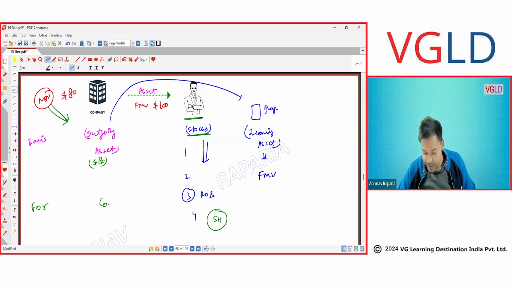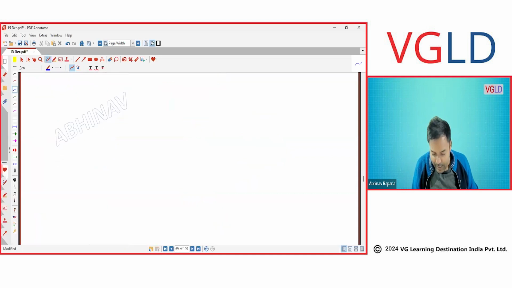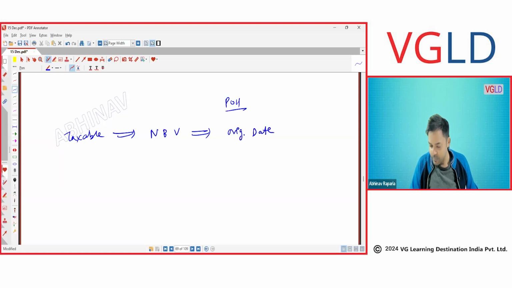Remember, whenever a transaction is taxable, we take the basis as net book value, and the period of holding will start from the original date. Remember, people? Yes, no? Yeah, Ashraf, clear? Shalini, clear?